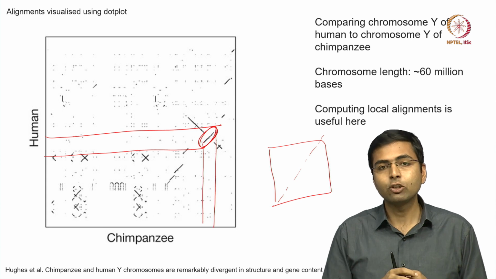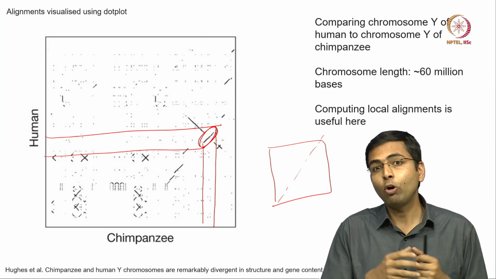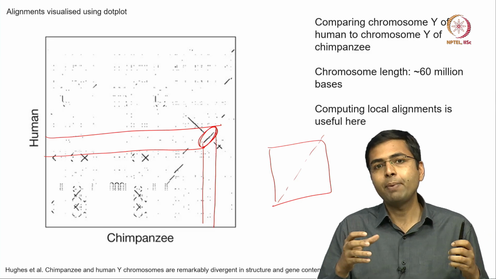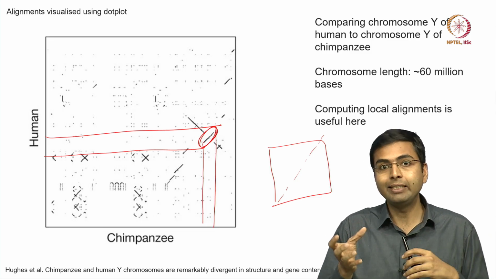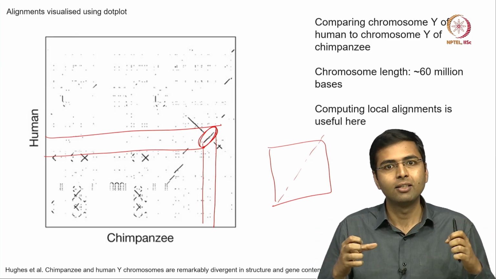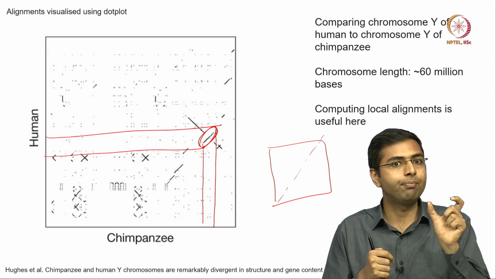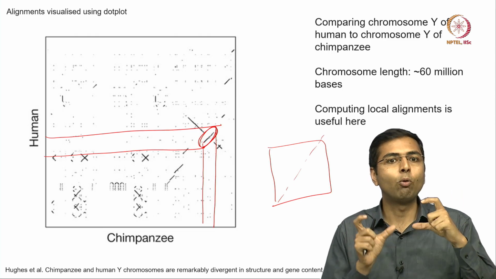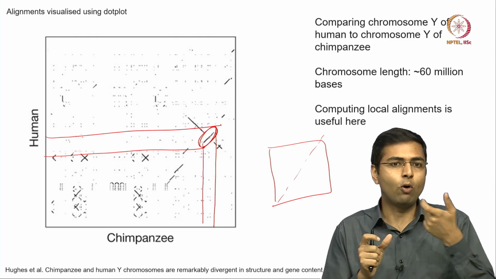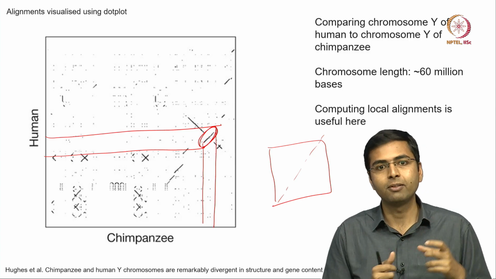Again in this case chromosome Y length is close to 60 million bases, and because this is very long and you can expect many rearrangements and structural changes to happen, this is where end to end global alignment will not work. Local alignments instead can give us the local similarity patterns between both sequences, which will tell us what regions are conserved between chimpanzee and human genomes.